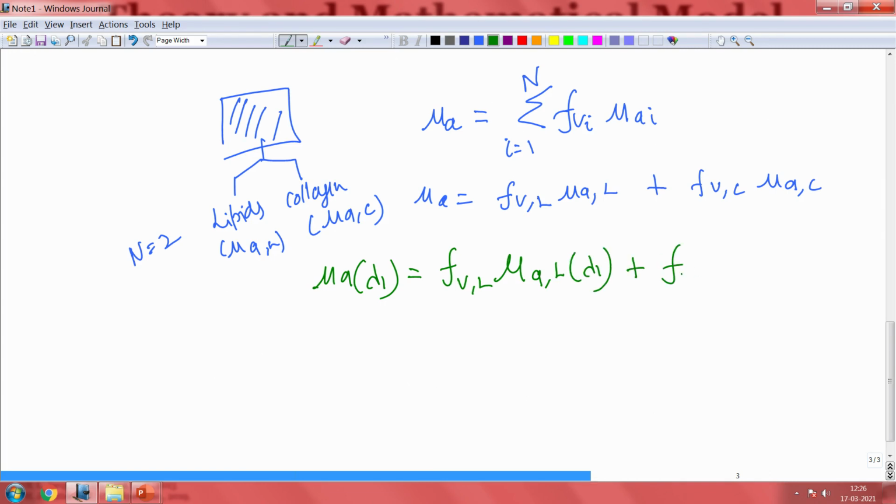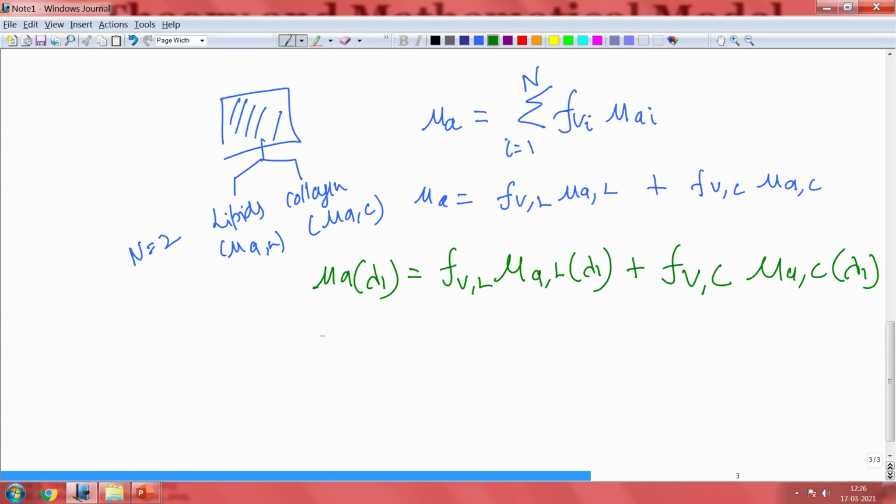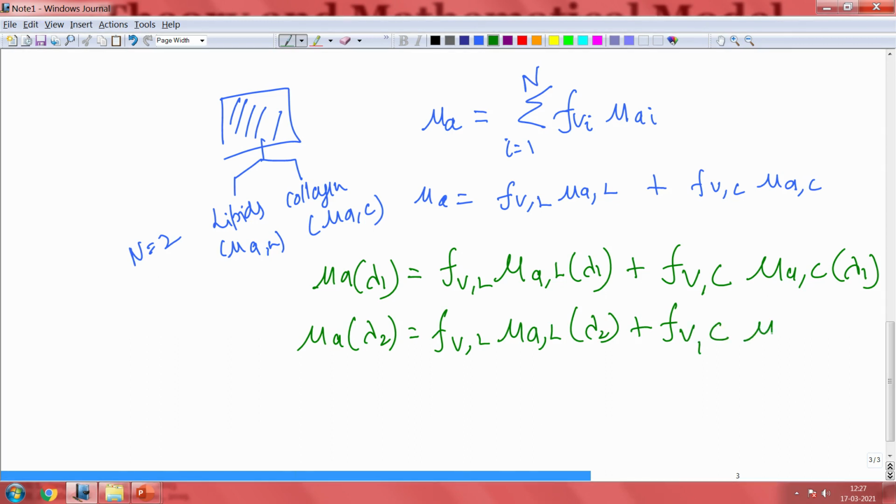So, I can write it like this for a single wavelength, and for a second wavelength I can write it as mu a lambda 2 equals f v,L times mu a of lipid for the second operating wavelength, plus the volume fraction of collagen times mu a of collagen for the different operating wavelength.